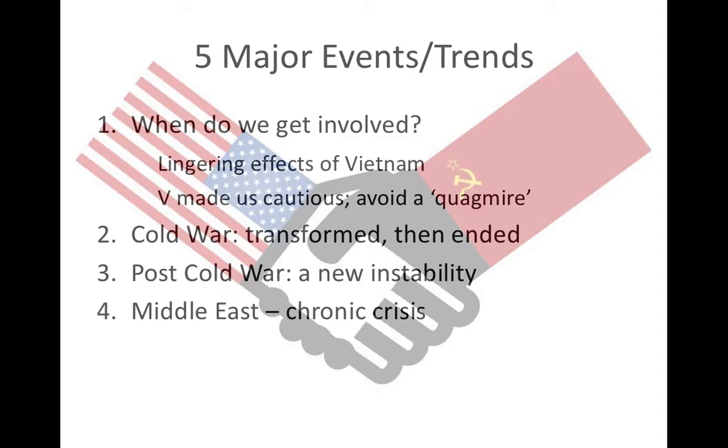The Middle East was a chronic crisis for every president in this era, and 9/11 is the major event since the 70s in foreign policy and in American history, and led to a focus on terrorism and the possibility of kind of endless war in multiple areas in the world. So those are the 5 major events or trends. We'll probably split this lecture up into 2, 70s, 80s, and then I'll do another one later in the week on more recent 20 years.